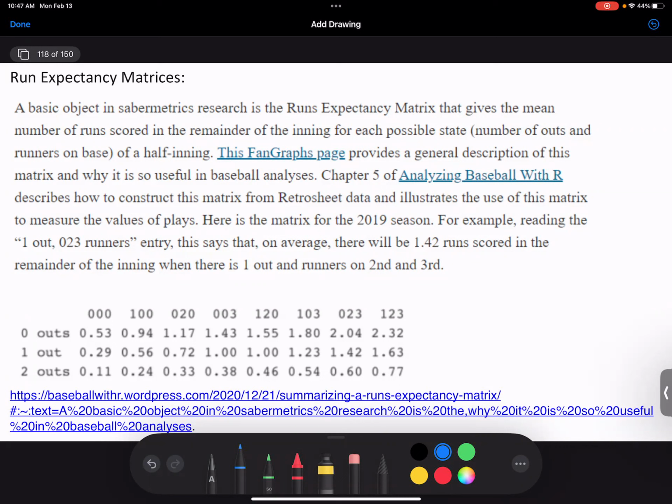So how many states do I have? Yes. Is the difference between this, like you can't get from certain possibilities to other possibilities? So some of the probabilities will be zero. You can't go from bases empty to runners on second and third. That probability will be zero.